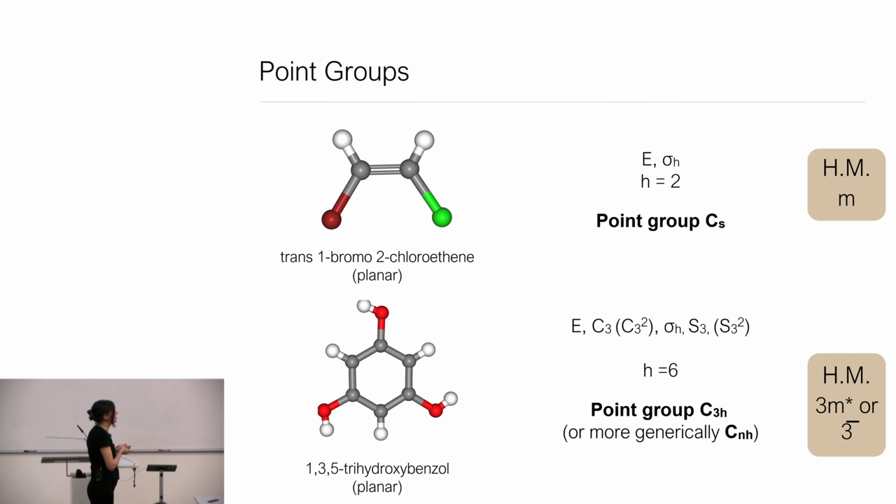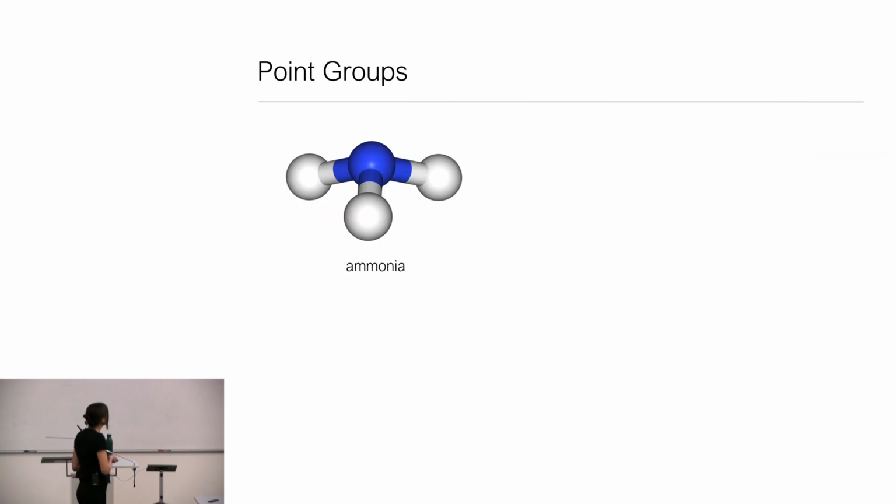And that's the Hermann-Mauguin notation for those who prefer that. In terms of determining the order, we see that we have the identity, a C3 twice, sigma H, S3, and S3 twice, and that gives us an order of 6 for the point group. We'll talk about later why this is important in terms of looking at character tables.